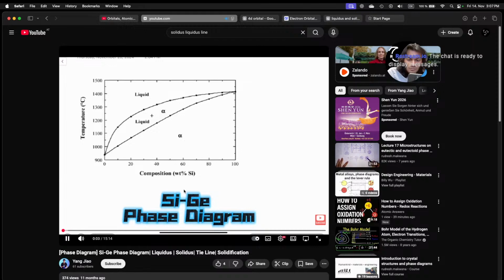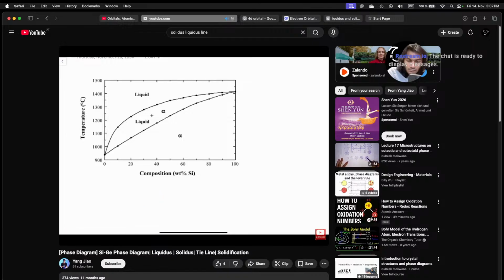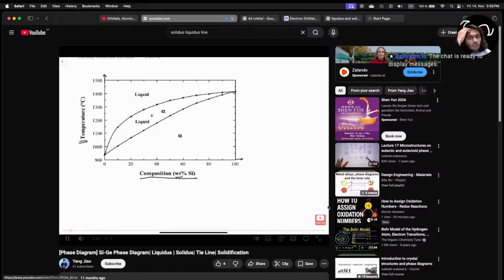We're going to talk about the silicon germanium phase diagram. So this is what the phase diagram looks like. If you look at it, it has two axes. The vertical axis is the temperature, and the horizontal axis is the composition of silicon in the system. This is in terms of weight percent, which allows us to later compute the fraction of each of the phases using the so-called lever rule, and we're going to discuss that in detail.